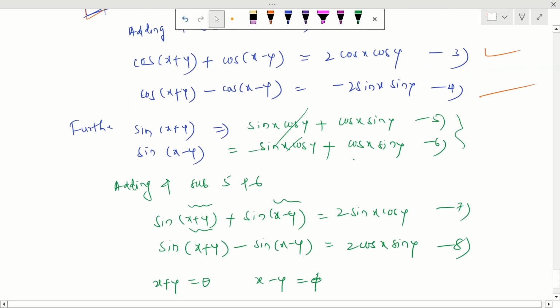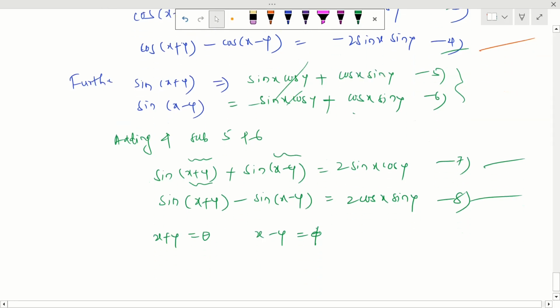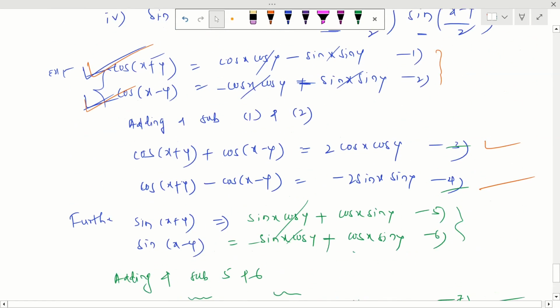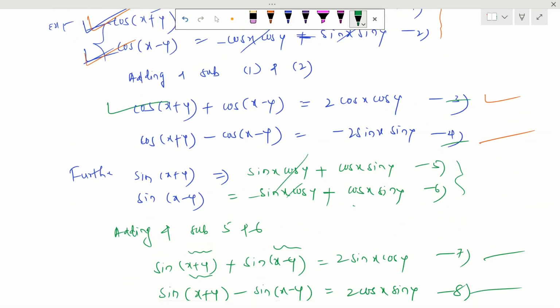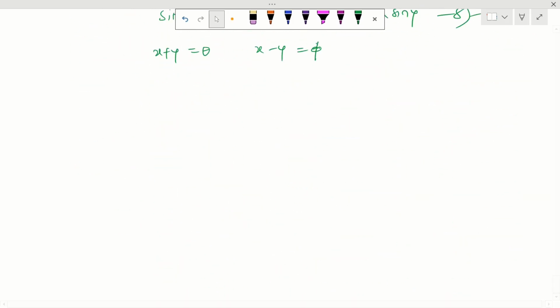In equations 3, 4, 7, 8. Okay, in equations 3, 4, 7, 8, I am writing the things here. So in the third equation, cos of x plus y, put x plus y as theta, then it becomes cos theta. Put these terms in equations 3, 4, 7, 8, and then it becomes cos theta plus cos pi is equal to.